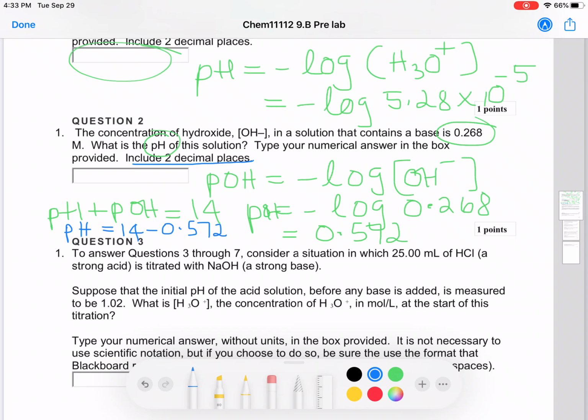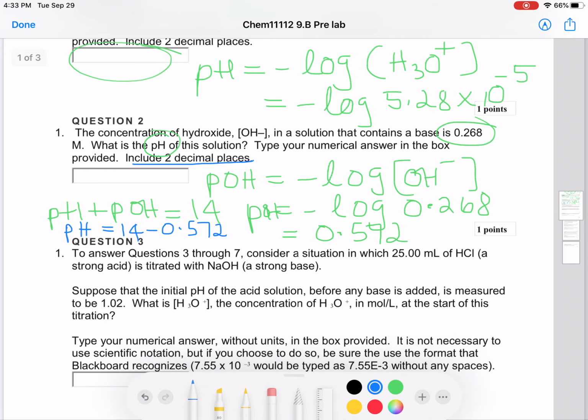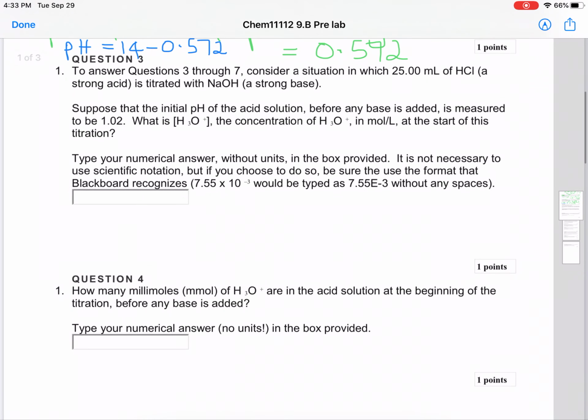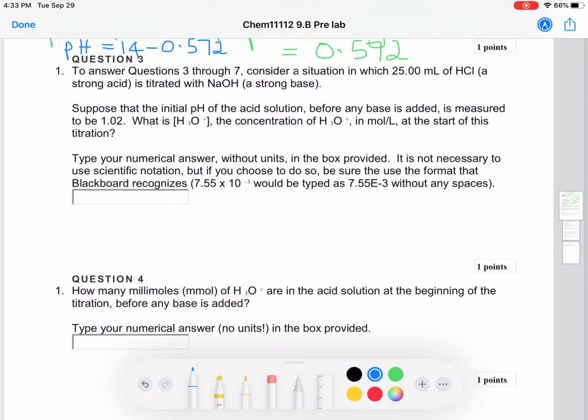To answer questions 3 through 7, consider a situation in which 25 milliliters of hydrochloric acid, which is a strong acid, is titrated with sodium hydroxide, a strong base. So HCl plus NaOH, a strong acid, strong base titration. What are the two products we're going to make? It's going to be sodium chloride and water. And it is a 1-to-1 reaction, meaning 1 mole of hydrochloric acid will react with 1 mole of sodium hydroxide. Okay.